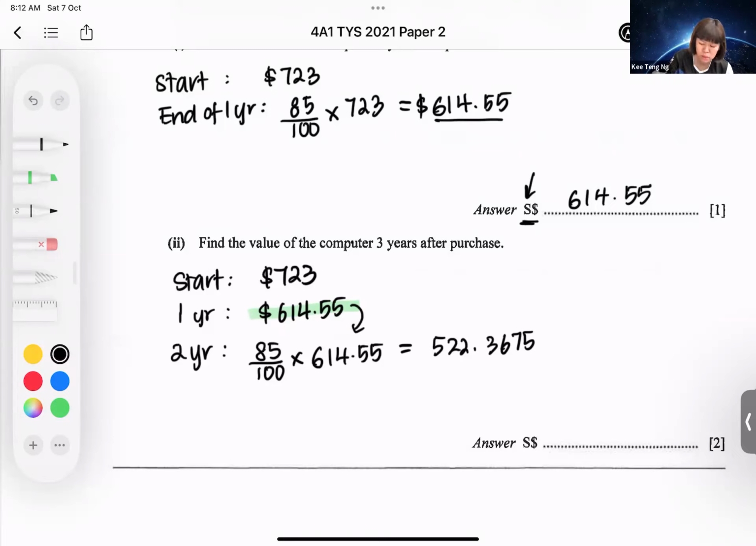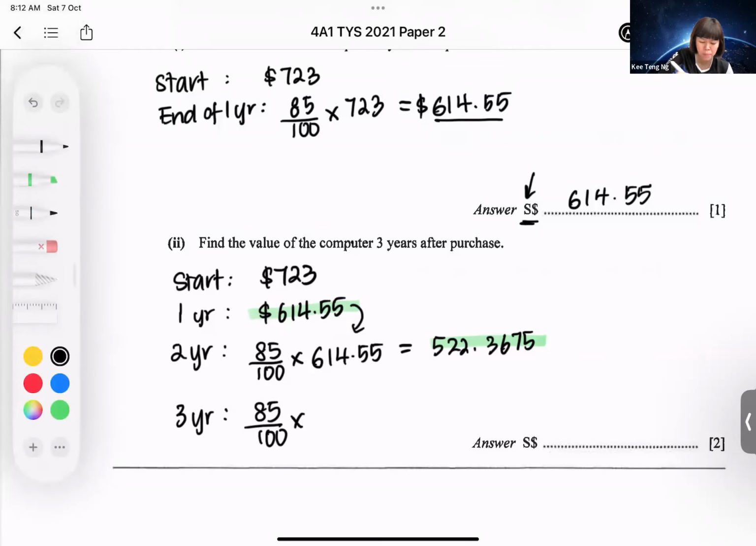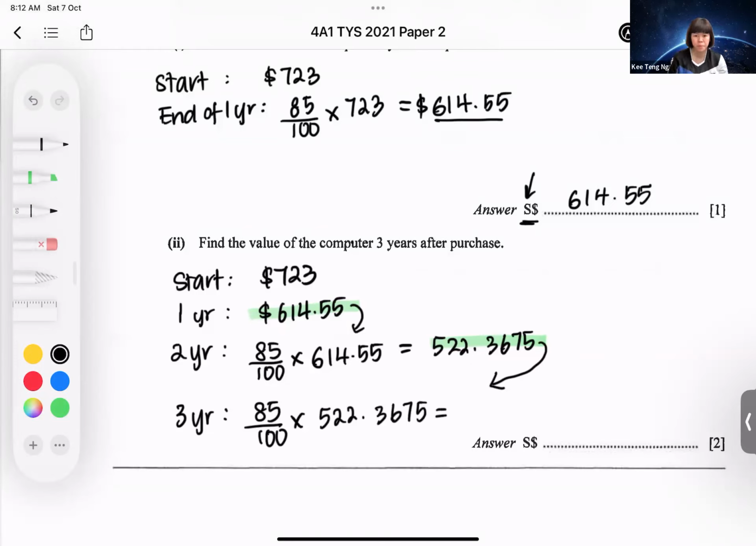Right, so now this one becomes the start of the third year. So just now this one was the end, and now it becomes the start of the third year. So year 3, the third year, I still have 85 over 100, but now I'm going to multiply by this new value for the start of the year, 522.3675. Okay, so I need to use this for every start of the year.